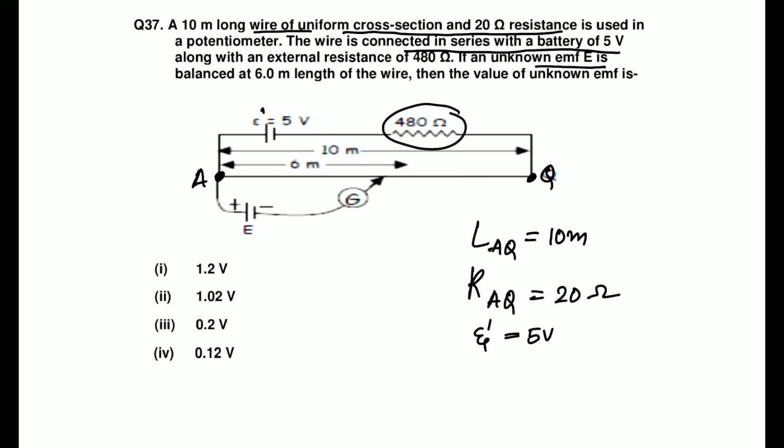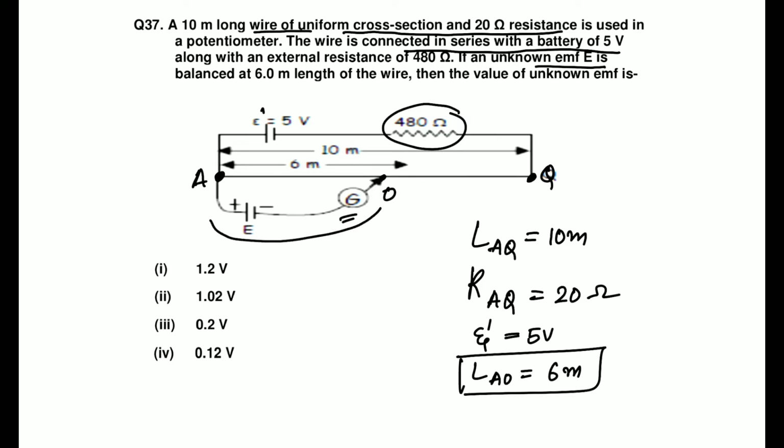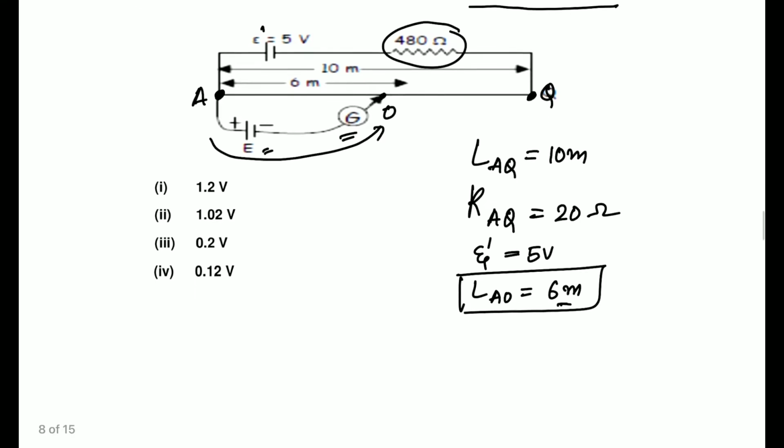If the unknown EMF E is balanced, you are given a balance. Let me say this is some point O. So length AO is also given to me. This is 6 meter, which is the balancing length. Balancing length means at this particular point the galvanometer will not show any deflection. That means current will not flow through this particular wire when it is at 6. Okay, so you're supposed to find out the value of the unknown EMF, the value of E.